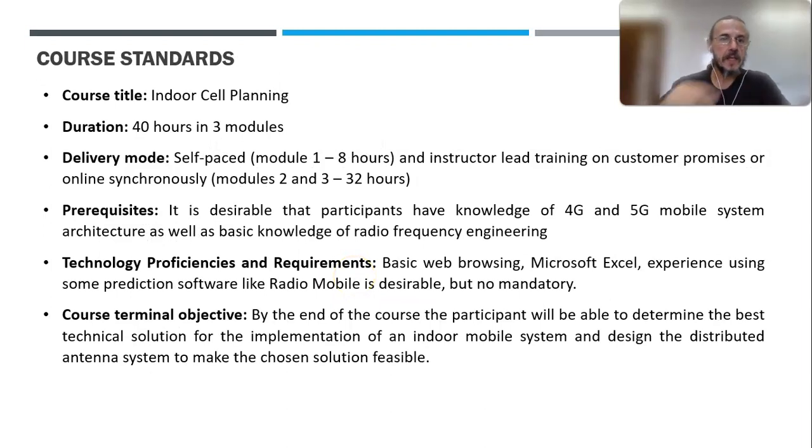Based on that, the course title is Indoor Cell Planning. It has a duration of 40 hours, split into 3 modules. The delivery mode is self-paced, that is Model 1, and it will take 8 hours. And instructor-led training on customer premises or online synchronous, that are Models 2 and 3, takes 32 hours.